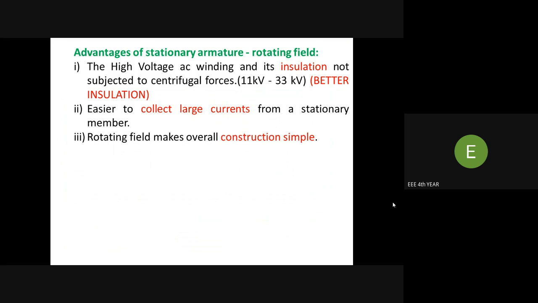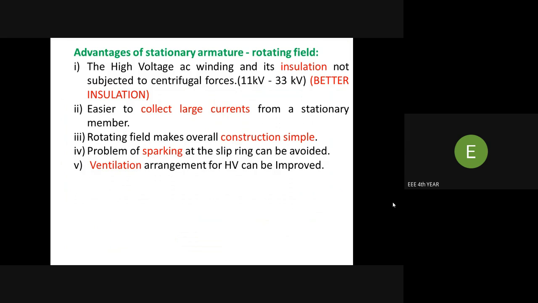The third one: the rotating field makes the overall construction simple. In the rotating part, the field winding construction is very simple. The fourth one: the problem of sparking at the slip ring can be avoided. Only low voltage is applied across the rotating part, so due to low voltage and current, the problem of sparking can be avoided.